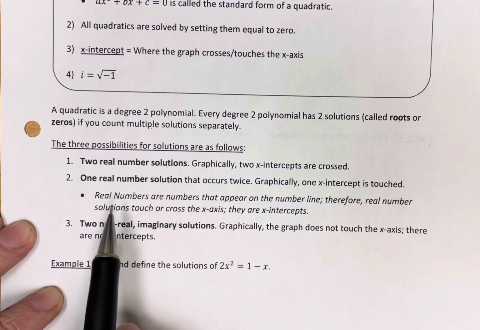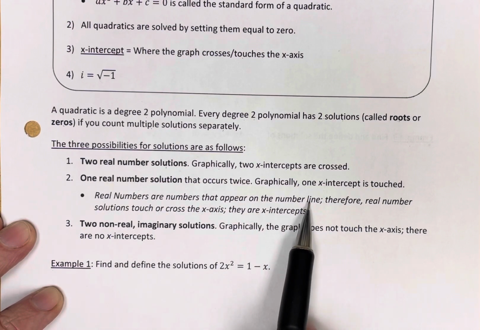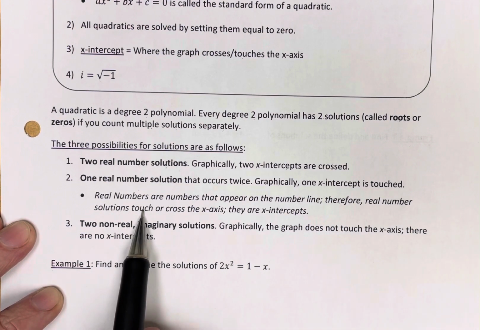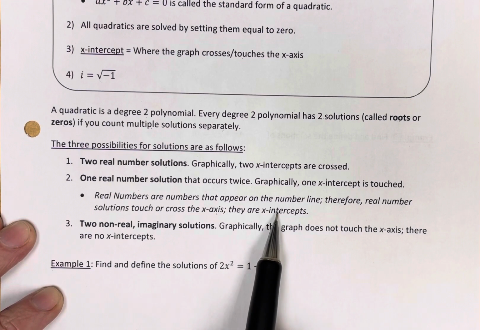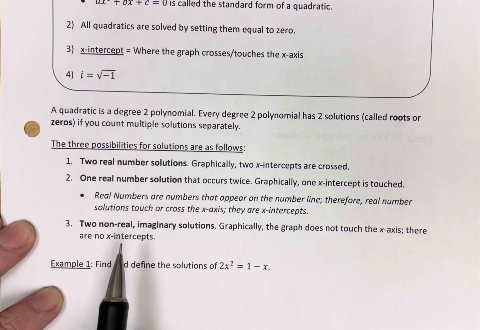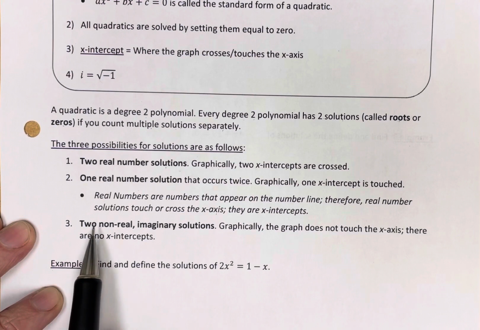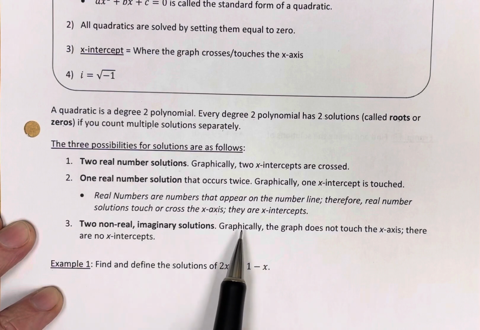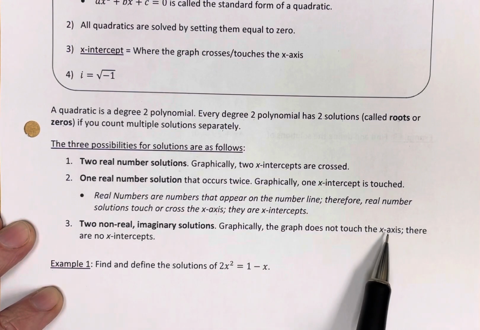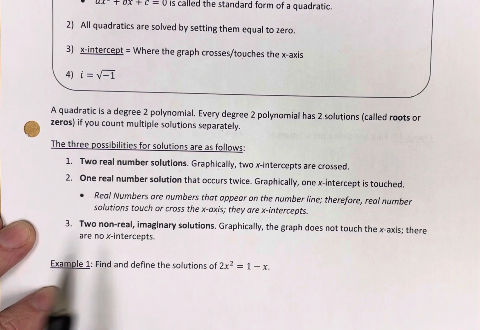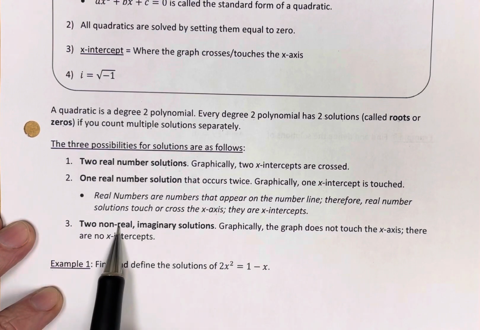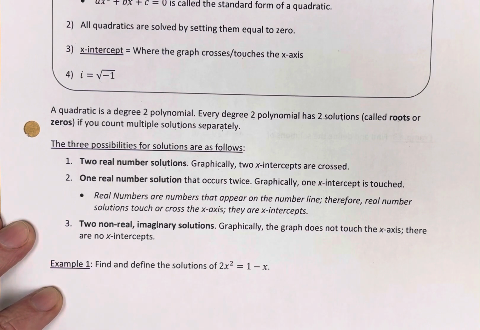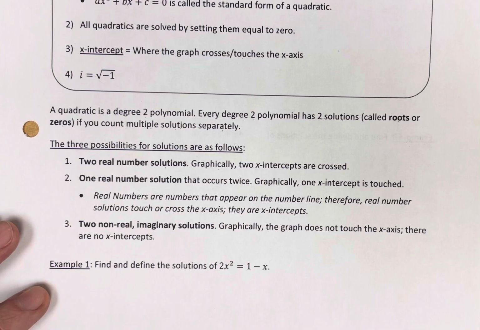Let's remind ourselves that real numbers are numbers that appear on the number line. Therefore, real number solutions will either touch or cross the x-axis. They are x-intercepts. And our third possibility for solutions, we could have 2 non-real or 2 imaginary solutions. Graphically, the graph is not going to touch the x-axis at all. There are no x-intercepts when we're dealing with imaginary solutions. Imaginary numbers on an xy graph do not touch the x-axis.